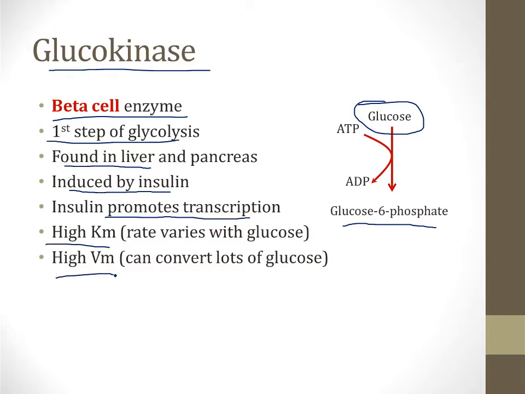The high Km means this enzyme is more active when there are higher glucose levels, and the high Vmax means it can convert lots of glucose, and both of these features make it a very effective enzyme for the beta cell, where you want this enzyme to be very active when glucose levels are high, and you want it to be inactive when glucose levels are low.